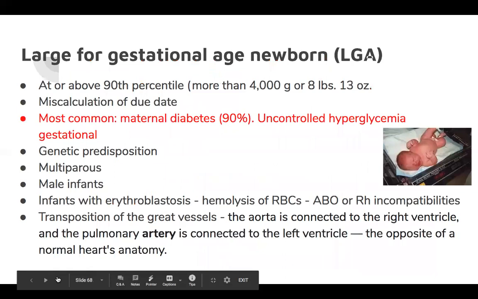You're large for gestational age. Most common reason is maternal diabetes. Genetic predisposition. Males are traditionally larger than females at birth. And transposition of the great vessels. A lot of times you'll see that the infant is larger for gestational age.